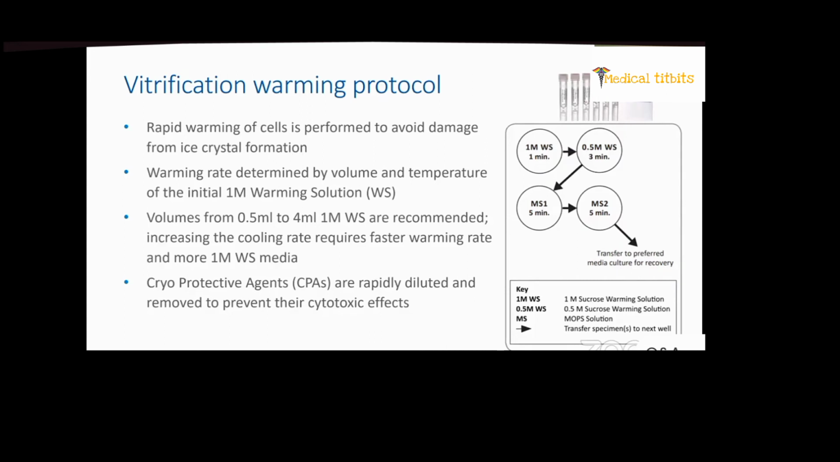During this step, intracellular cryoprotective agents are rapidly removed from the cells and diluted to avoid their cytotoxic effect. Therefore, this first step is very similar in different commercial kits, but the next steps can be performed either at room temperature or 37 degrees C, depending upon the manufacturer. For example, the Sage warming kit is designed for all steps to be performed at 37 degrees C, which can simplify the procedure.